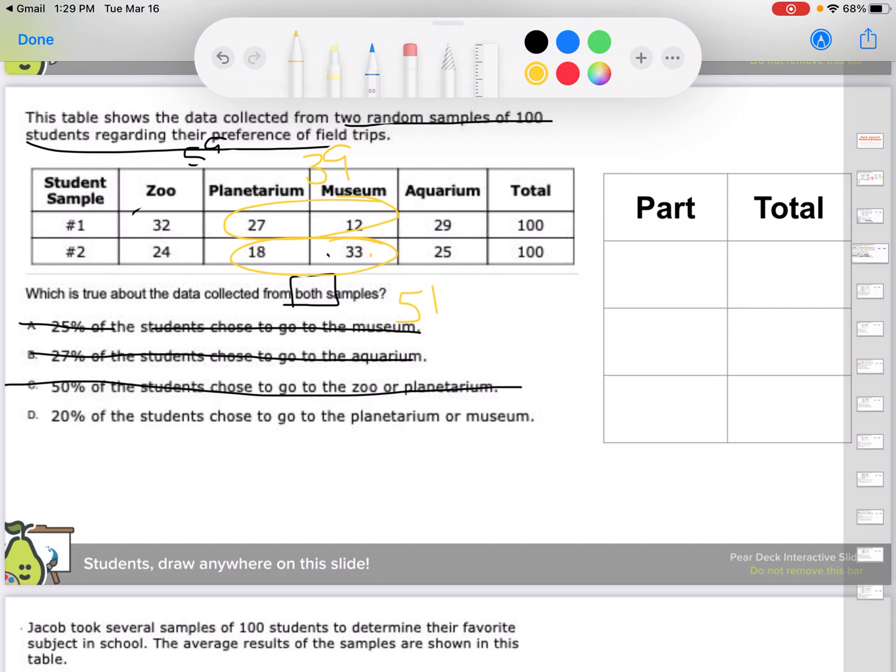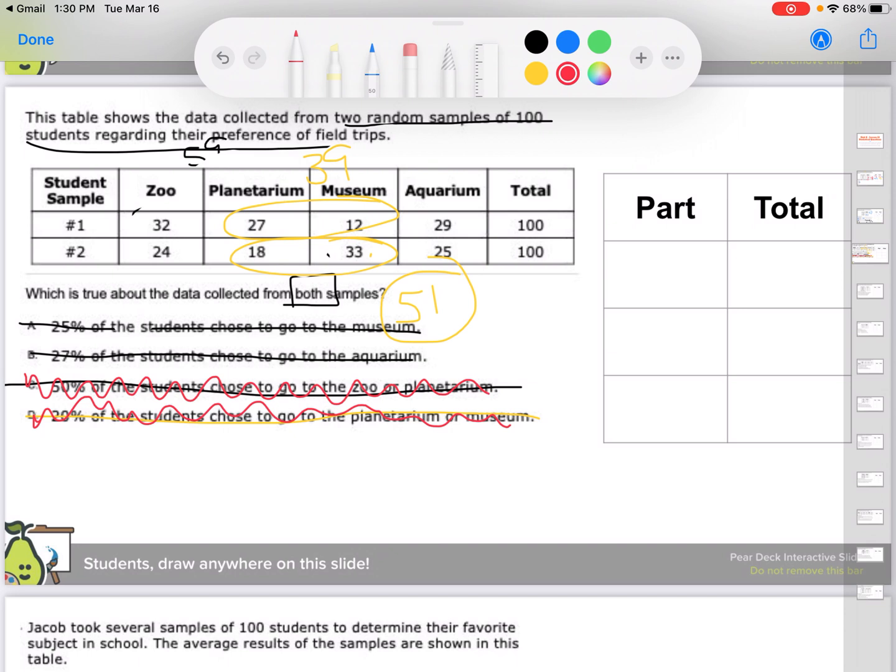Okay, so let's try and think about this in a different way. Okay, well, I know that D is definitely not true because this would be 50%, so that's definitely not true. So I can eliminate that one. I know that 50% of the students wanted to go there. Well, that's not true because the second one added up to, what, 42? So I know D or C is out.